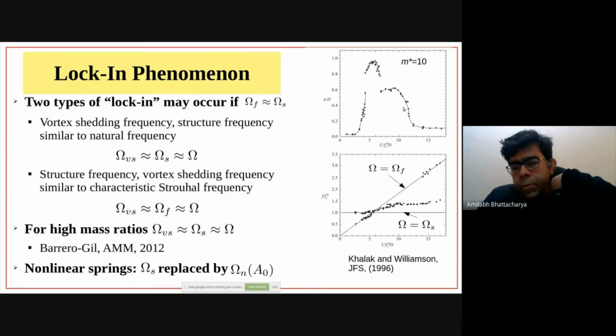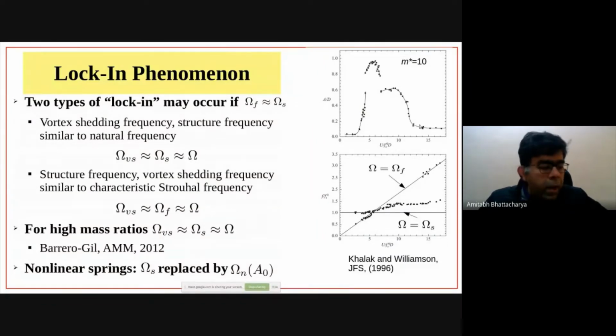Okay, so what is going on here? If you look at the ratio of the structure frequency F to the linearized, or natural, frequency Fs, then what you see is that in this range where the amplitude is large, it seems like F by Fs0 is almost equal to 1. But outside this range, all the points seem to be outside the range where the amplitude is high.